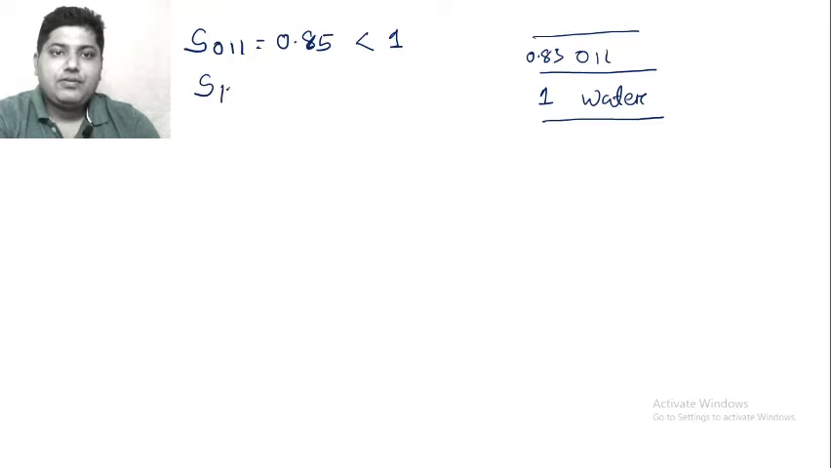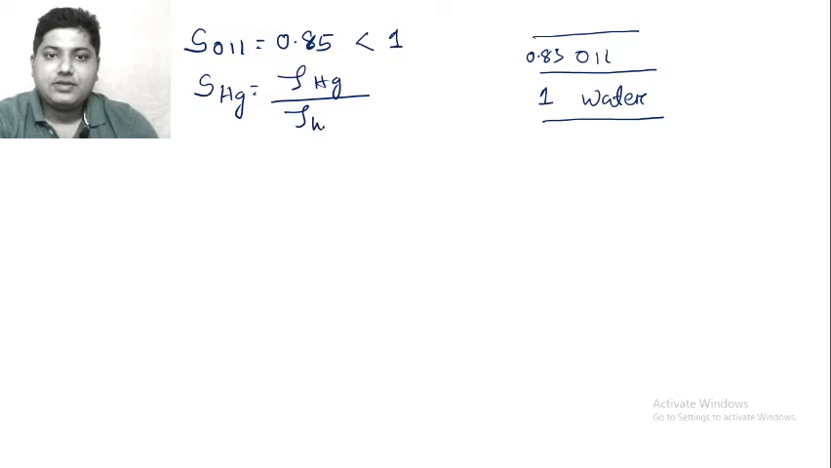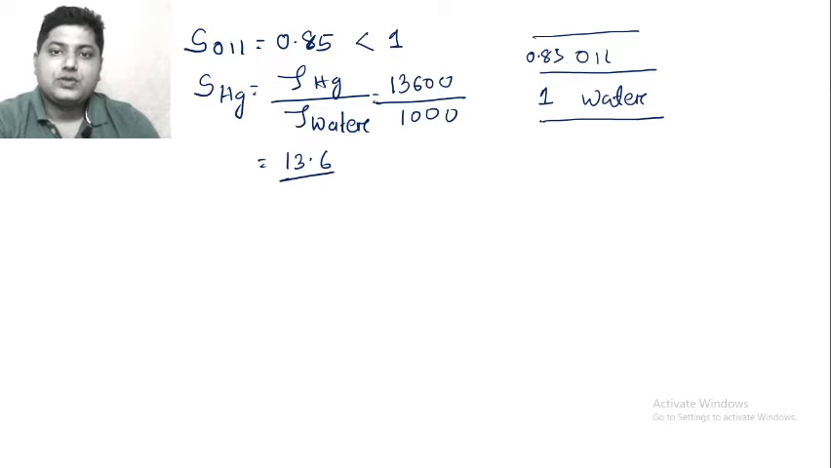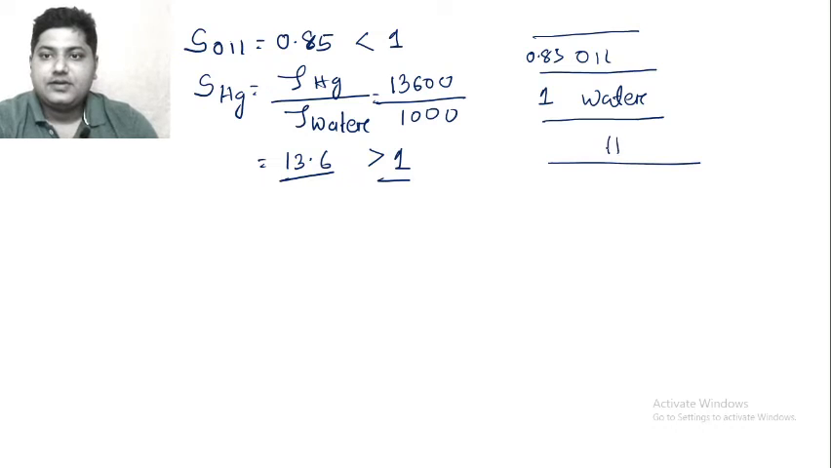Now suppose you want to write the specific gravity of mercury. What is the specific gravity of mercury? This also comes under the category of liquid, so the density of mercury divided by the density of water, the standard fluid. That is 13,600 divided by 1000, so that is 13.6. Now it is heavier than water, so the mercury will come here, whose specific gravity is equal to 13.6.